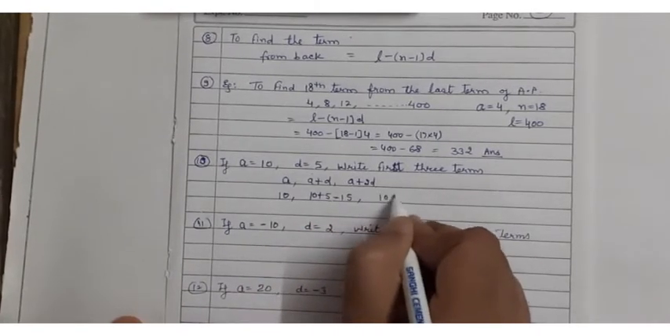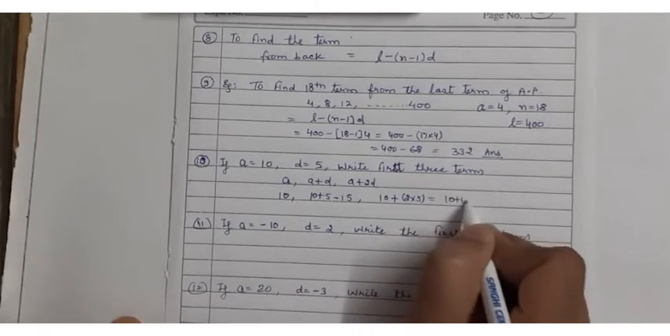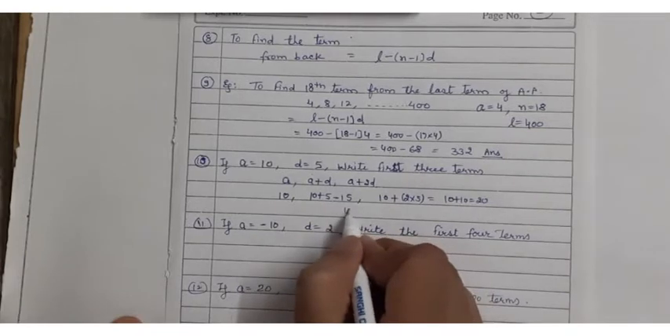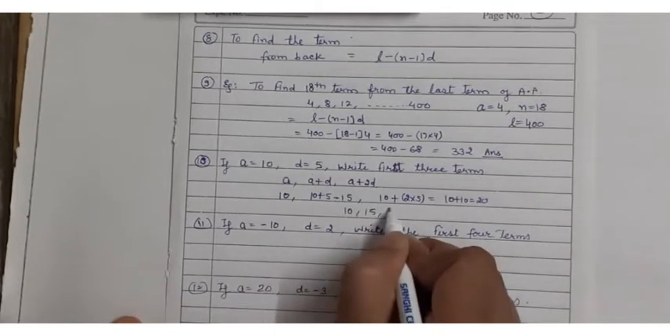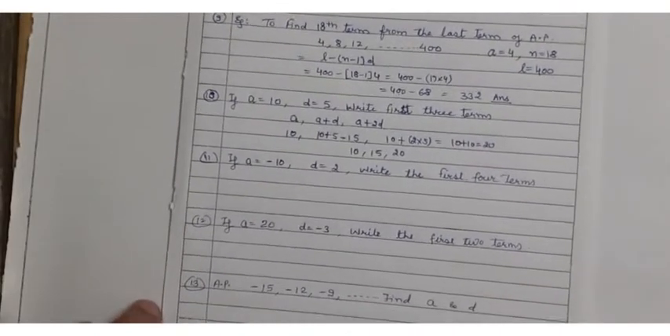Okay. Then 10 plus 2 into 5. What can we write? 10 plus 10. It is 20. Then what is the answer? This is 10, 15 and 20. These are the first 3 terms. Come on to the next question.